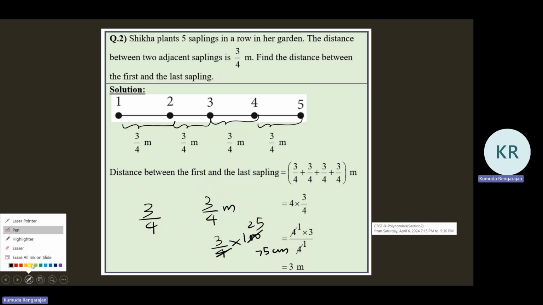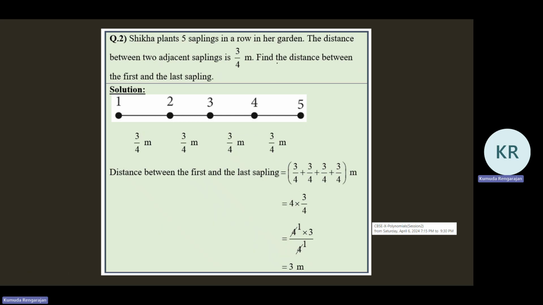3 by 4 meters means, you don't have to find that, I'm just telling you. Now, if you want to understand the value, how long is 3 by 4 meters? What is 1 meter? 100 centimeters. So 3 by 4 into 100 centimeters, then cancel. 4 ones are 4, 25 times. So 75 centimeters.